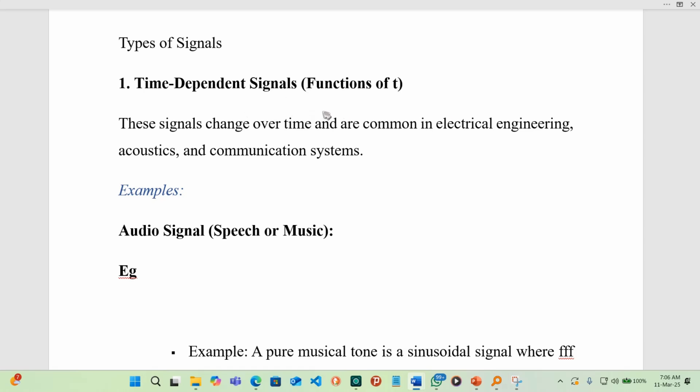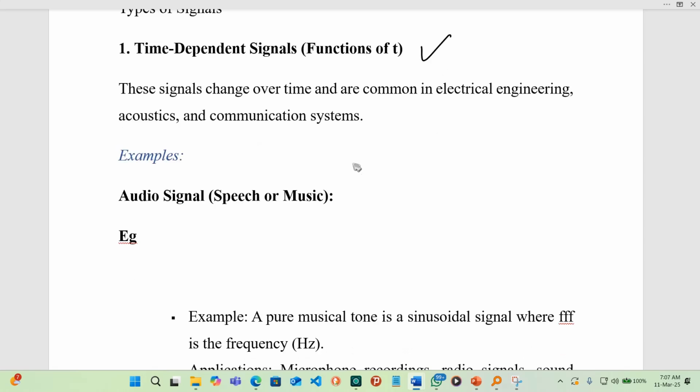So let's look at types of signals. We said signals are quantities that vary over time or space. So we have those signals that are time-dependent. They are expressed as functions of time. These signals change over time and are common in electrical engineering, acoustics, and communication.